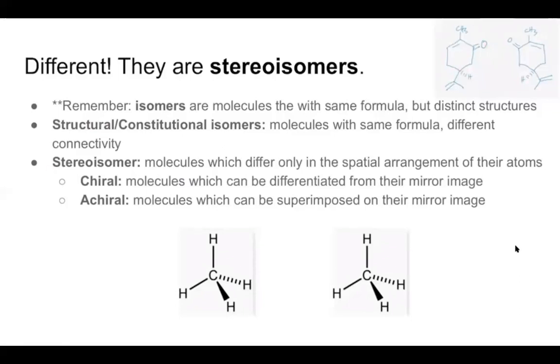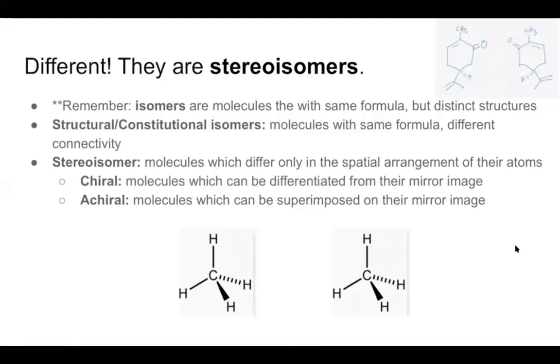The isomers that I just showed you on the previous page are stereoisomers. And stereoisomers are molecules which only differ in the spatial arrangement of their atoms. So we can have two different types of stereoisomers. We can have chiral molecules, which are molecules which can be differentiated from their mirror images.